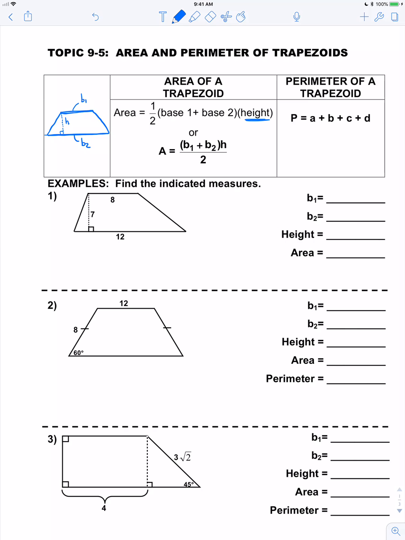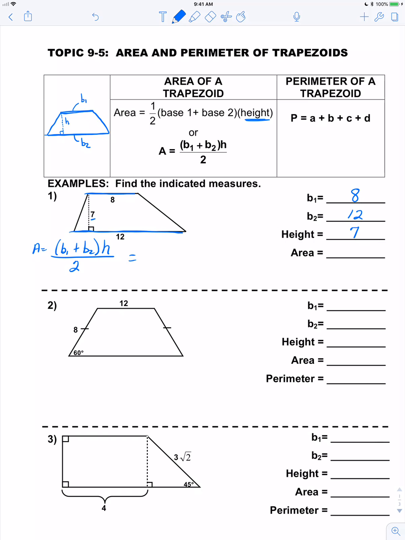Base 1, we're going to say, is this. So that's 8. Base 2 is our length down here. So that's 12. So remember, those bases have to be those straight lines. They're not going to be those slanted lines. The height on this one is 7. So our area is base 1 plus base 2 times height, all divided by 2.